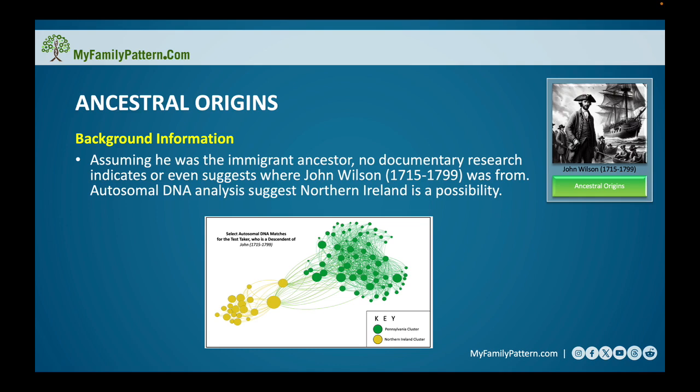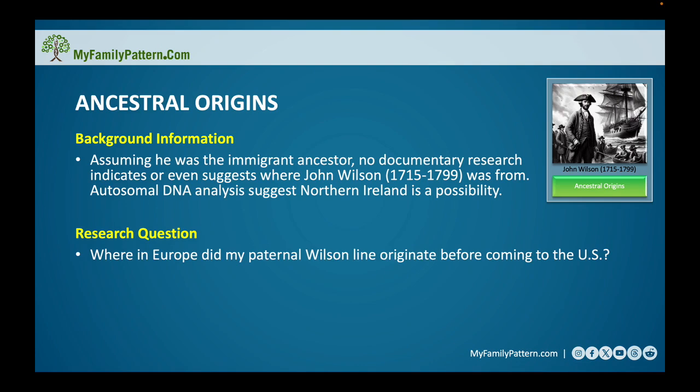In reviewing my autosomal DNA matches, I noticed that I had a cluster of matches that were from Pennsylvania and probably related to my Wilson line, and I had a cluster from Northern Ireland. And they had within it Wilsons that seemed to match some of my Wilsons, but I couldn't figure out the connection. So my research question was, where in Europe was my Wilson line from?